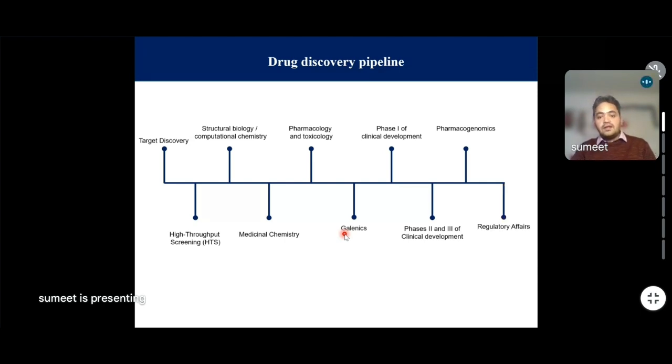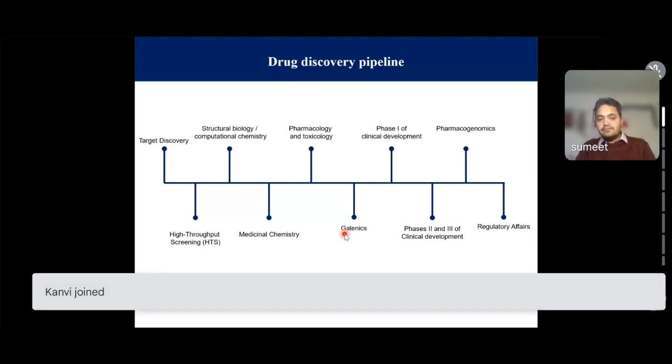After all this, the information which we have collated right from the drug discovery phase to the phase one, phase two, phase three clinical trials and pharmacogenomics, everything is compiled together. And this goes to the approval agencies like FDA, for example, and eventually the drug is approved.